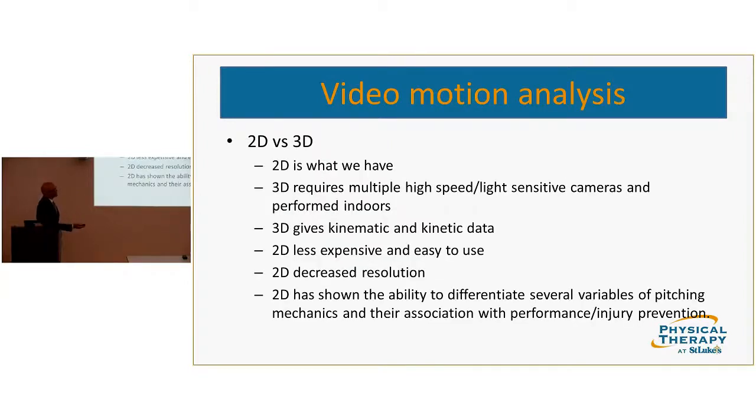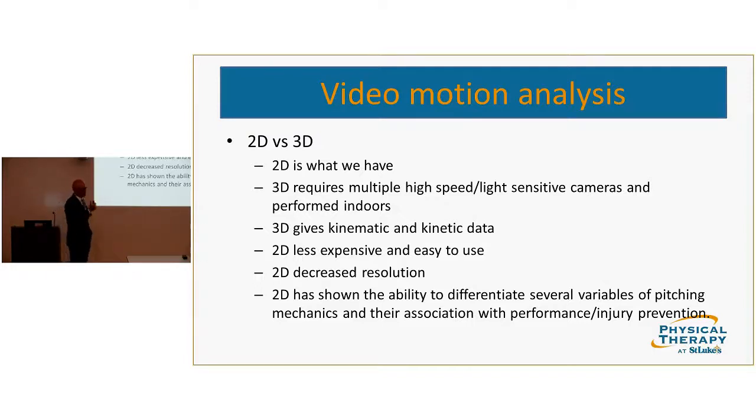So 2D versus 3D, we do 2D. That's what we have. 3D requires multiple cameras, getting multiple angles at the same time. Light-sensitive cameras, insanely expensive, usually performed indoors. You're not going to be able to go portable. So that's not what we have. 2D is less expensive and it's easier to use.